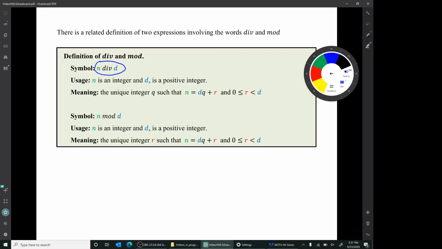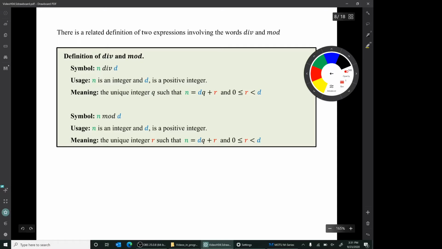Well, what's the meaning of this new symbol, n div d? Well, what that means is the unique integer q that makes all this stuff work. So n div d just stands for the special q.